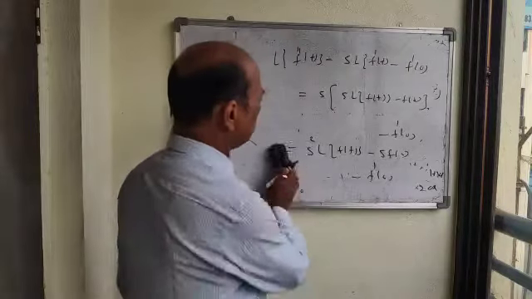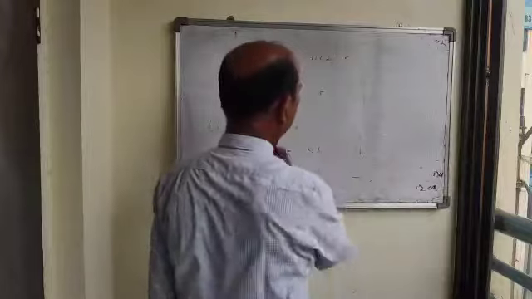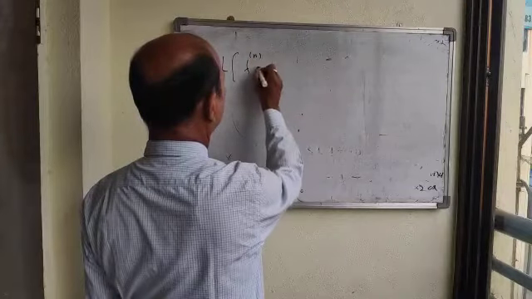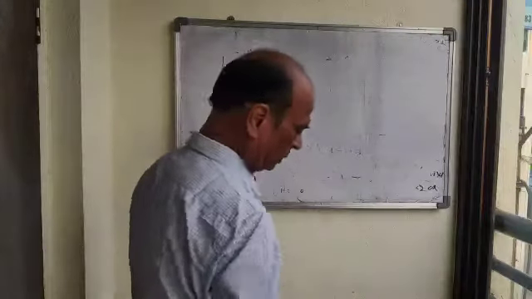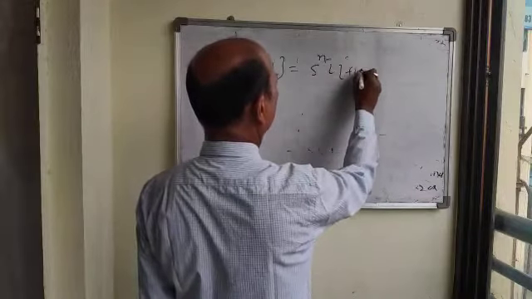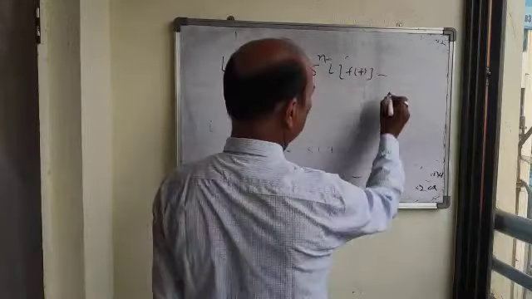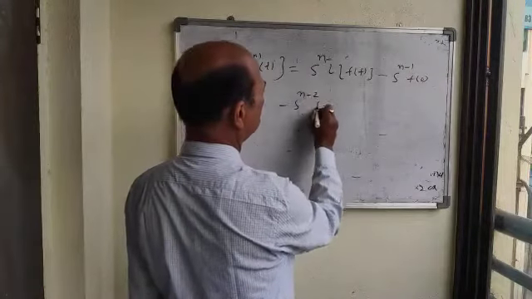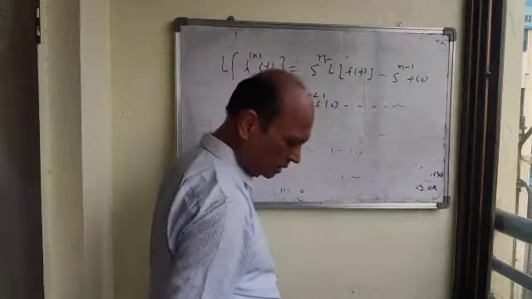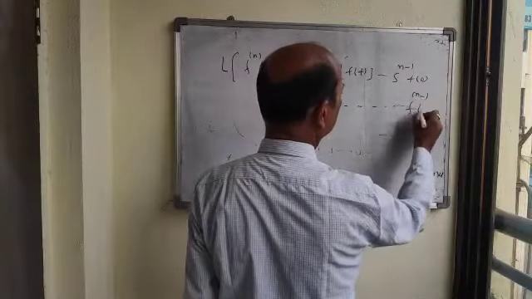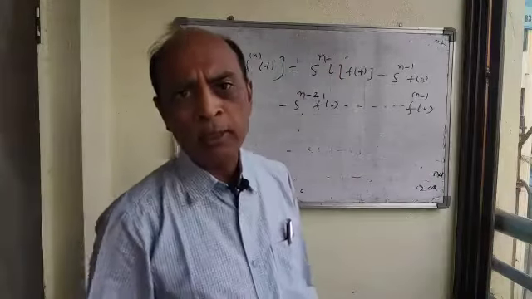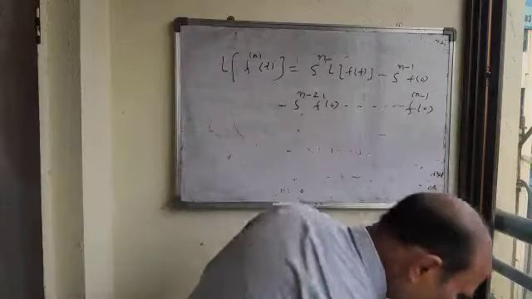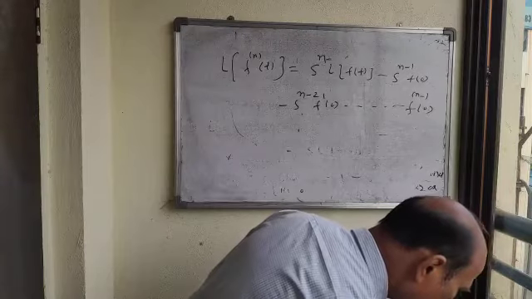Now in this way, in general, we can put the result, that is L of the nth derivative of f of t is equal to s to the power n L of f of t minus s to the power n minus 1 f of 0 minus s to the power n minus 2 f dash of 0 and so on. The last term will be the n minus 1th derivative at 0. So this is the result for the Laplace transform of the nth order derivative of f of t. This result is very important.